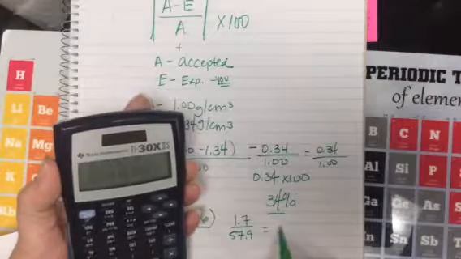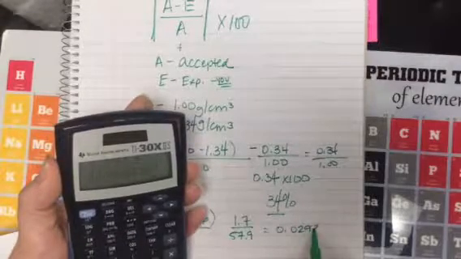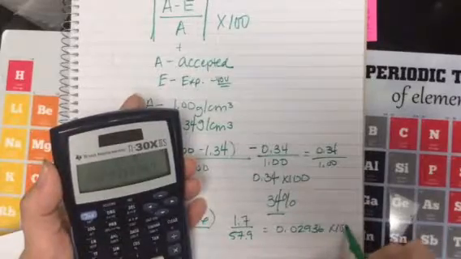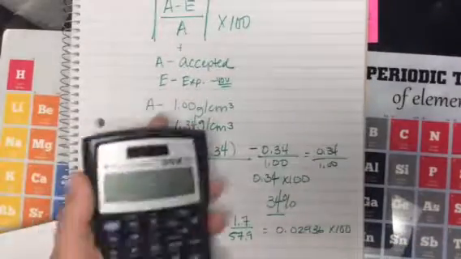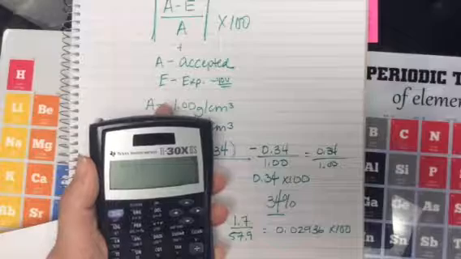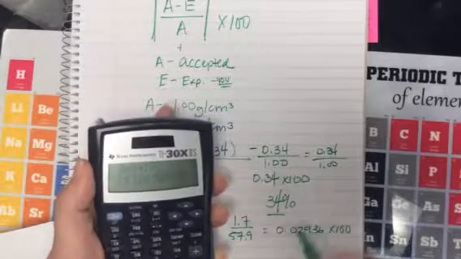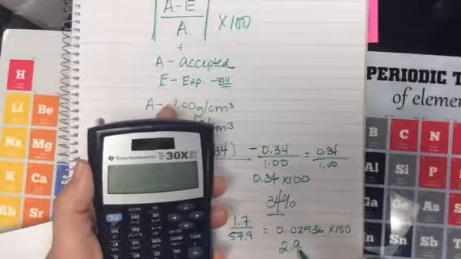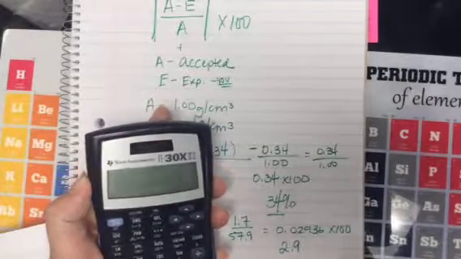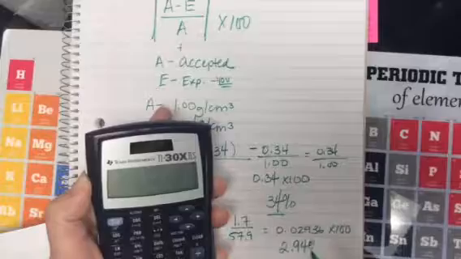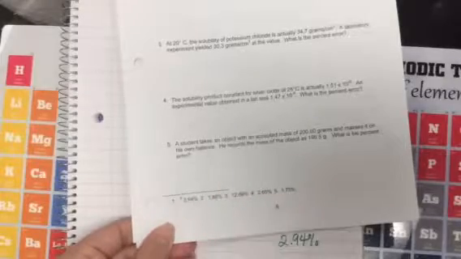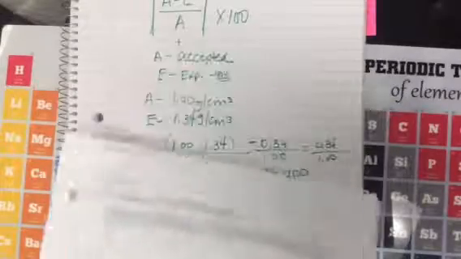So I get 0.02936, and it can go on and on from there. Times 100, so I'm just going to take my calculator and hit times 100. Round to 2 decimal places for now until we learn about significant digits. So we have 2.94% error. We want to check our answer. I have the answers at the bottom, 2.94% error. So that is the correct answer.